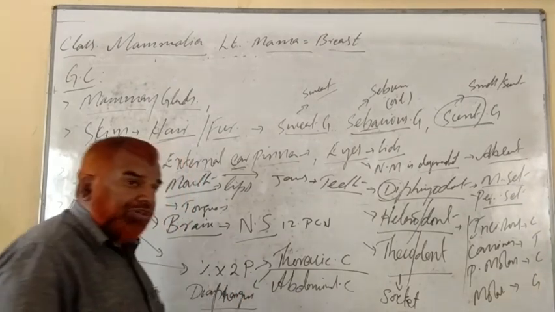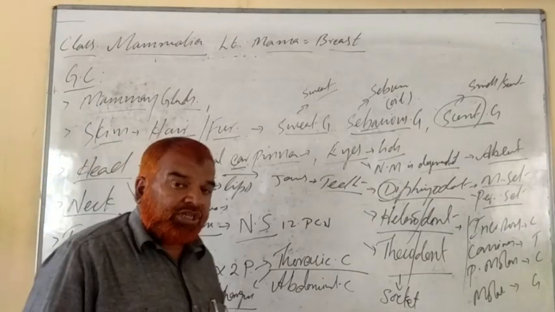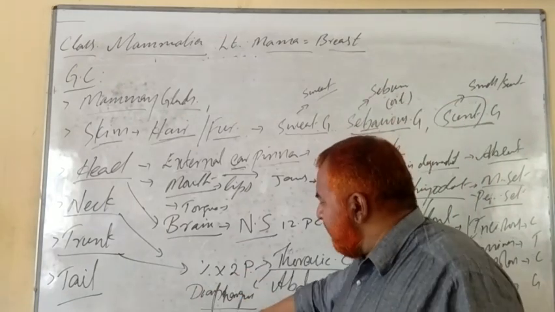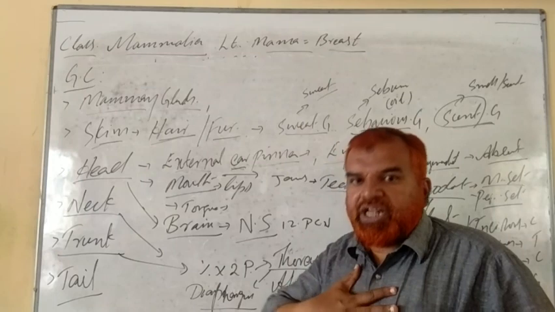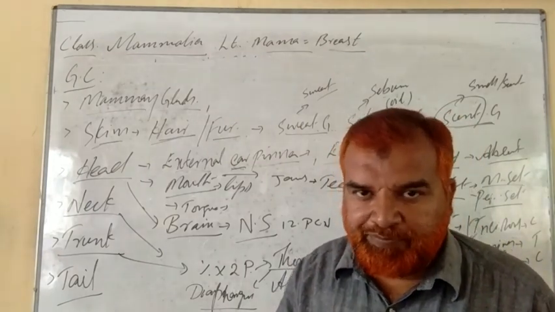Diaphragm is a characteristic of mammals. In no other animals do you come across the presence of a diaphragm. Exclusively, the diaphragm is found only in mammals. It separates the thoracic cavity, the chest region, which encloses the lungs and heart.